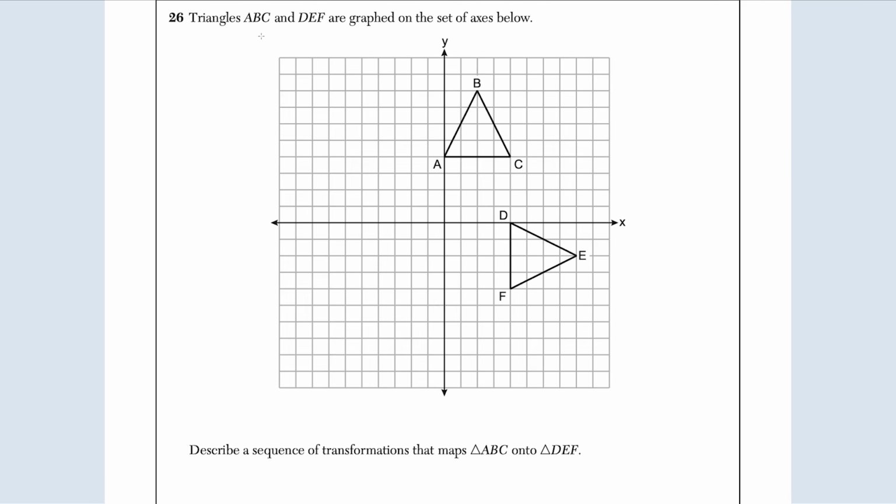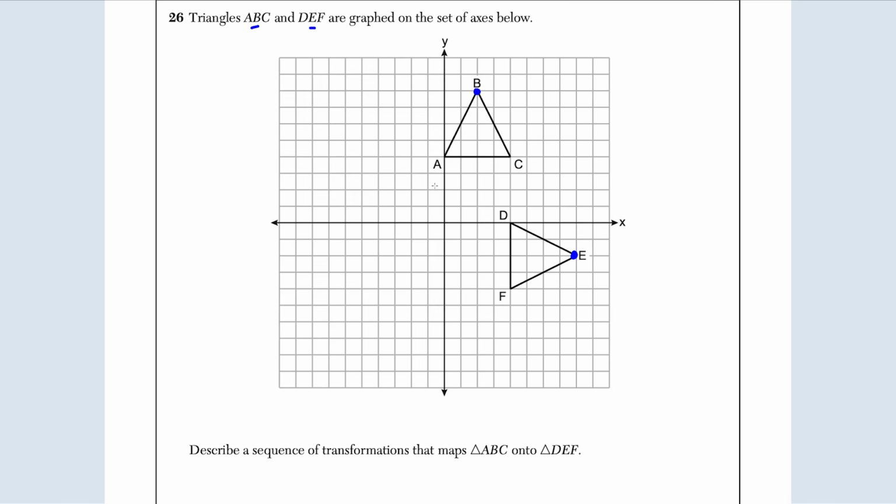Question 26, we have triangles ABC and DEF graphed on the set of axes, and we have to describe a sequence of transformations that will map triangle ABC onto triangle DEF. For this question, we could focus on a single point. Notice point B has to land on top of point E.